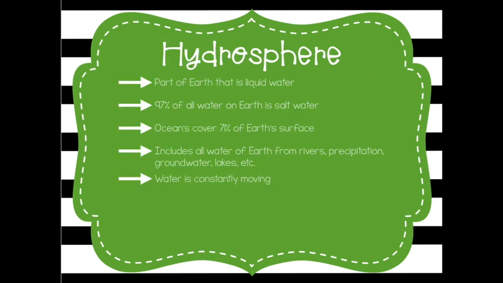All right, the hydrosphere. Now, the prefix hydro means water, so as you can assume, the hydrosphere includes all water that is on Earth, all liquid water, though. The frozen water is not included in the hydrosphere, that is the cryosphere. Now, 97% of all water on Earth is actually salt water, so the majority of our water here on Earth is not fresh water, but rather salt water. The ocean covers 71% of Earth's surface, which is really quite a significant amount. It includes all waters of Earth from rivers, precipitation, groundwater, lakes, etc. And water is constantly moving about through Earth and cycling through.